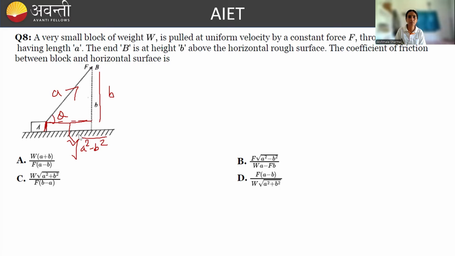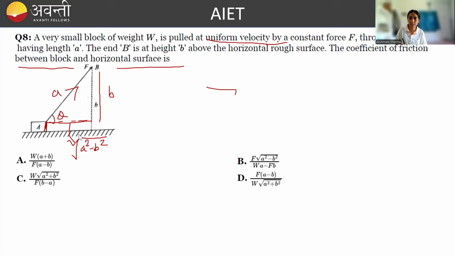Now let's read the question. What is happening? B is at height B above the horizontal surface. Coefficient of friction between the block and the horizontal surface. Now this block is getting pulled in such a way that it is moving with uniform velocity. So if we are applying a force and still it is moving with uniform velocity, it means the net force acting on the block is 0.